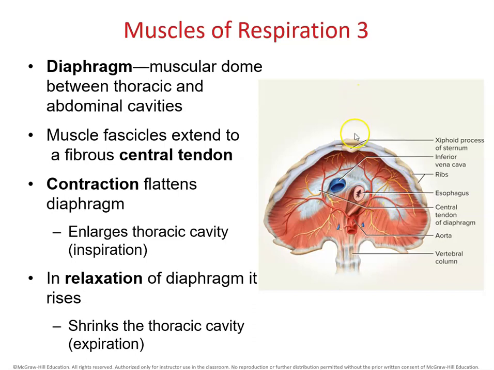When it contracts, it flattens, and this enlarges the thoracic space, so it contracts downward. When you breathe in, you're almost sucking air in. And then when it relaxes, that's when we expire.